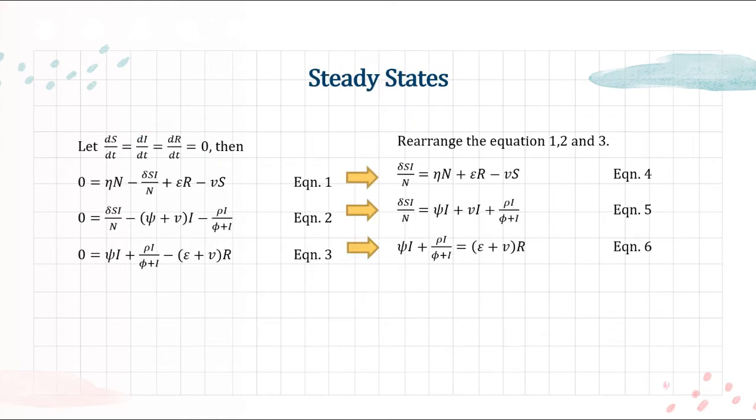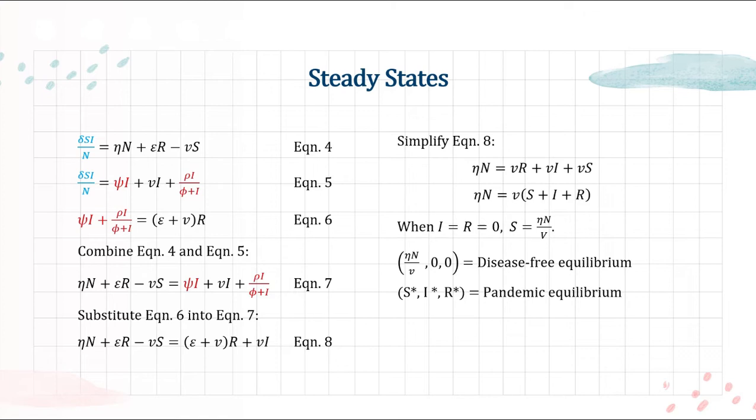Now, we will move on to obtaining the steady states of the model. The steady states can be calculated by setting all the time derivatives in the model equal to 0. We let dS/dt equal dI/dt equal dR/dt equal 0. Then we will obtain equations 1, 2, and 3. After that, they are rearranged to get equations 4, 5, and 6. The resulting system will be solved simultaneously to obtain the steady states.